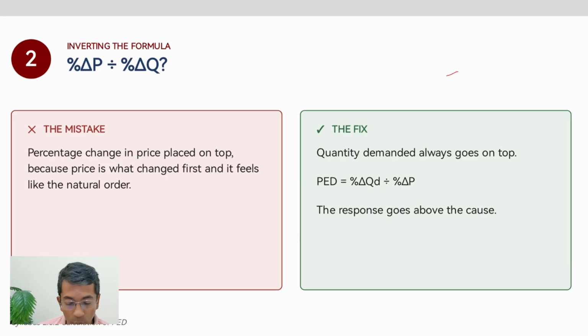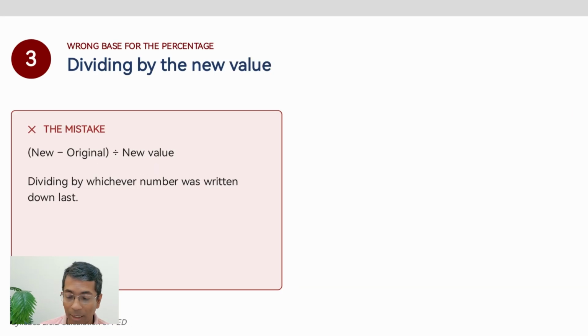What is the solution? If you want to know the PED, you have to first get the percentage change in quantity in the numerator and percentage change in price in the denominator. So that's very, very important. Always remember, quantity demanded will always be on the top, in the numerator. So maybe that was an easy one. Let's look at the next one.